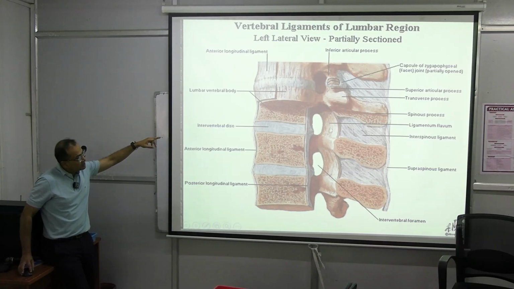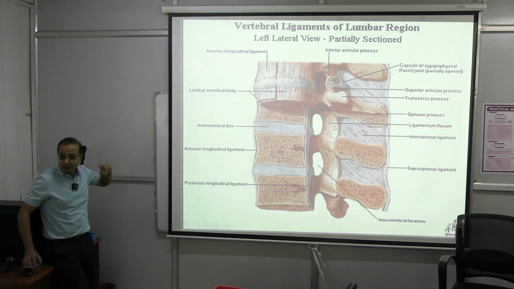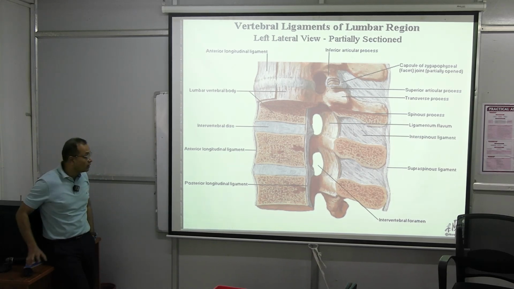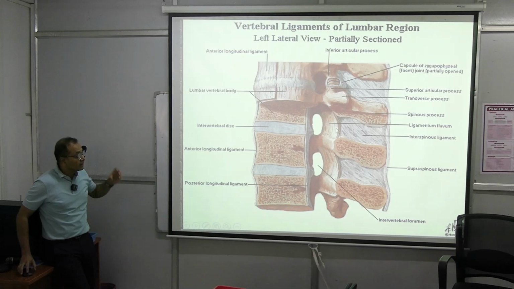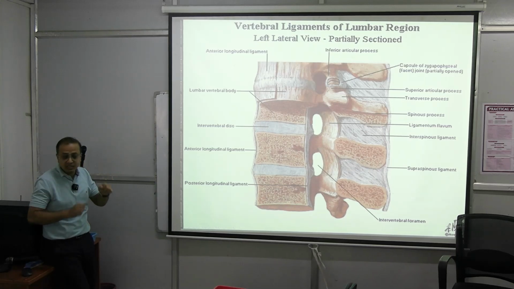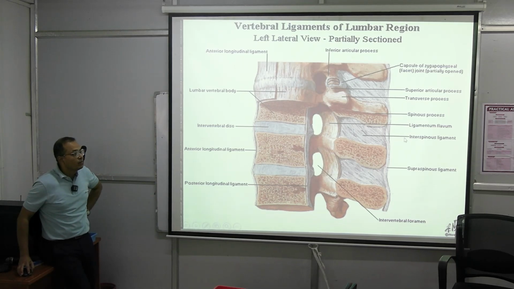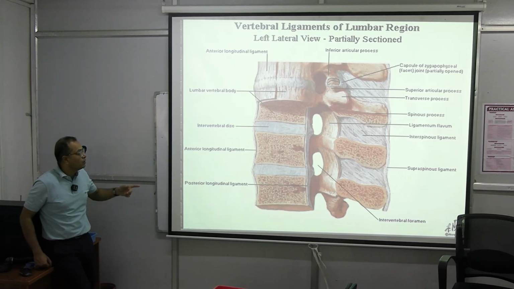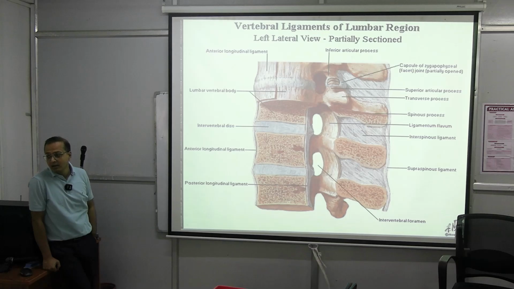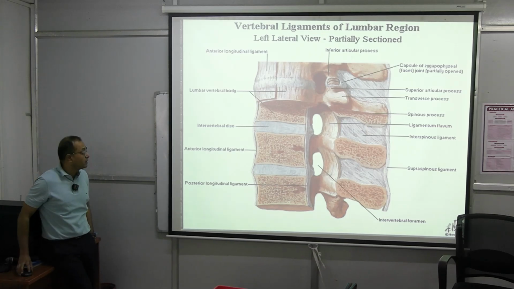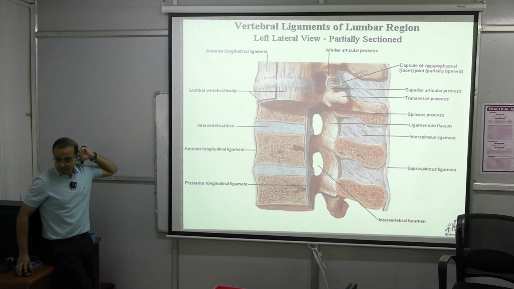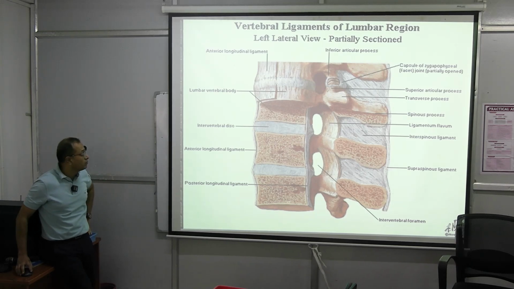Now, between the laminae, this one looks yellow. It is made of yellow elastic tissue, which gives a stretchiness, so we call it ligamentum flavum or ligamentum flava. It is an important ligament that we have to keep in mind. These 5 are very important ligaments present all throughout the length of the vertebral column, from the cervical to the lumbar region.